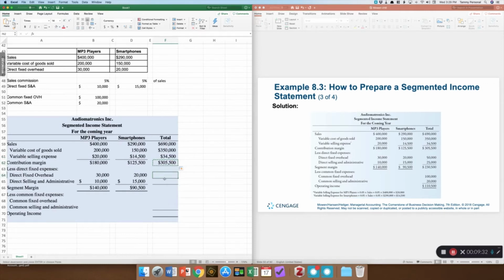Paste, so there's our 230,500, and then here's where we add in our common fixed overhead, again picking it up from above, never entering it directly. Common selling administrative, and that gives us our operating income: the total segment margins, minus the fixed overhead and minus the common selling administrative, and that gives us 110,500. So that's how you actually create a segmented income statement from those kinds of inputs.